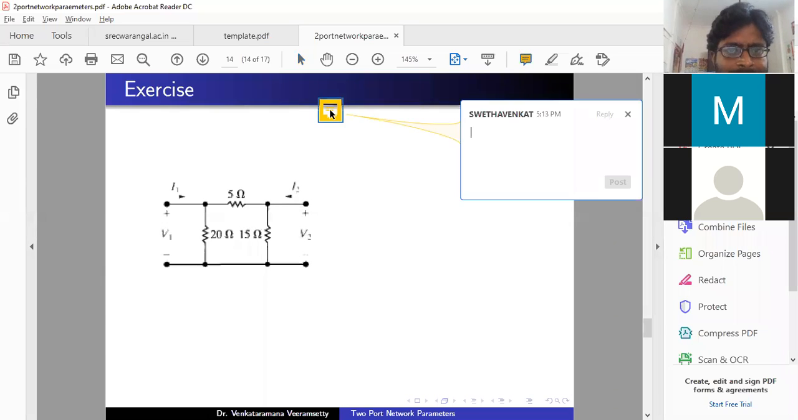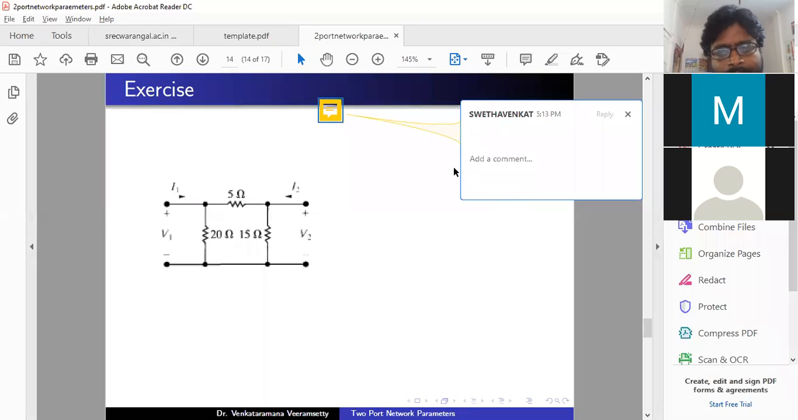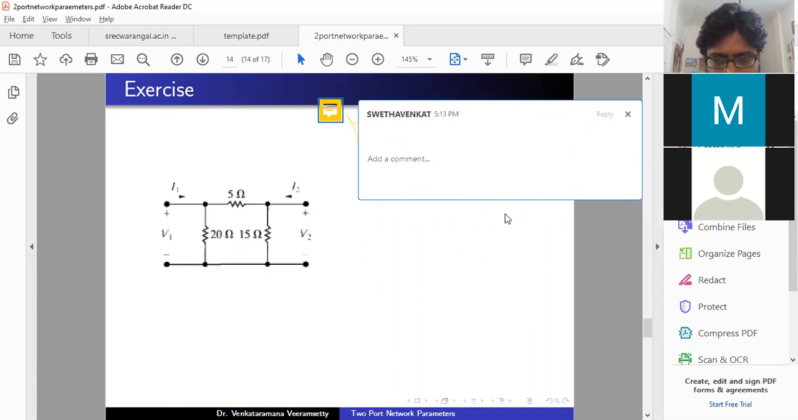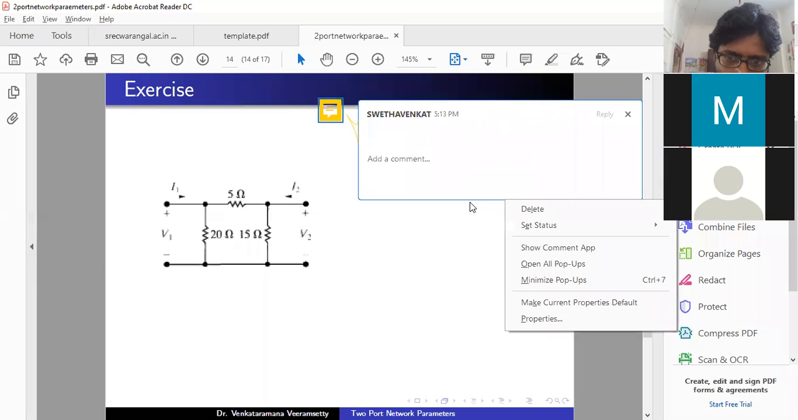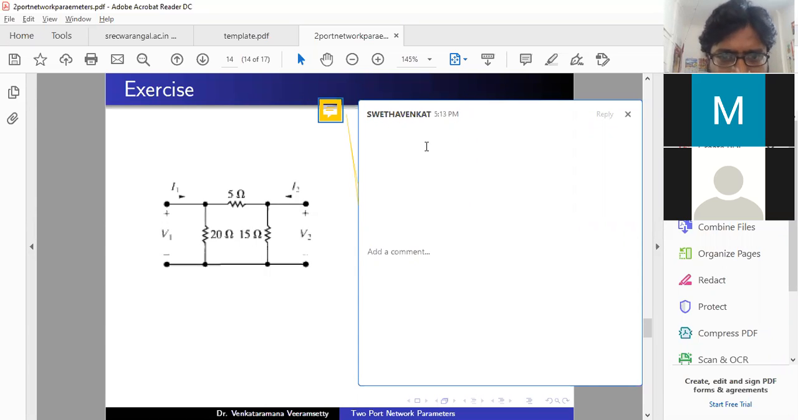Now we will discuss how we solve the circuit for calculating the transmission line parameters. Right. Now, we will solve this problem. If you are able to understand this one, you can solve any problem by yourself.